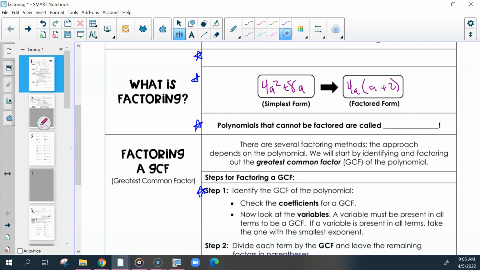Okay, so I'm going to show how we would do this. When we are factoring, actually let me fill this out. The polynomials that cannot be factored are prime. What that really means is the only thing we can divide out of it is 1. And when we factor, our goal is to get our inside, you'll see what I mean by that in a second, to be factored.